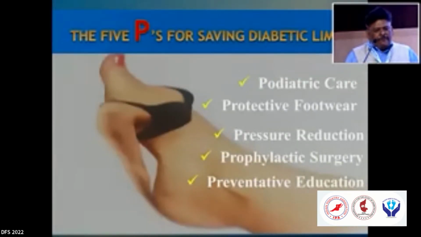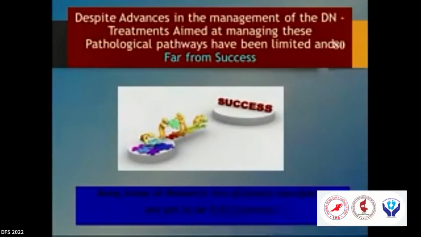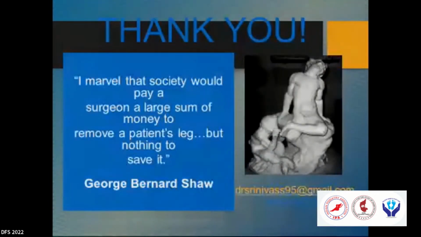So again, I leave you with the beautiful lady, the 5 basic things that we need to take care of in this diabetic foot to prevent amputations, to prevent neuropathy from progressing, or rather the effects of neuropathy from progressing. These are the 5 P's. I'll thank Pawan for the opportunity given and hand over. So this diabetic neuropathy, I think this is the last slide, definitely despite a lot of advances in diabetic neuropathy, we are far from success. Many areas of research need to go into painful diabetic neuropathy. So I thank you.